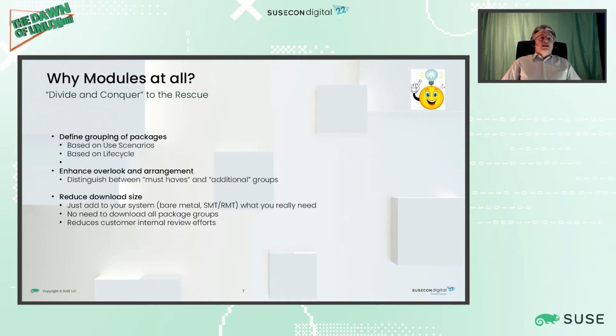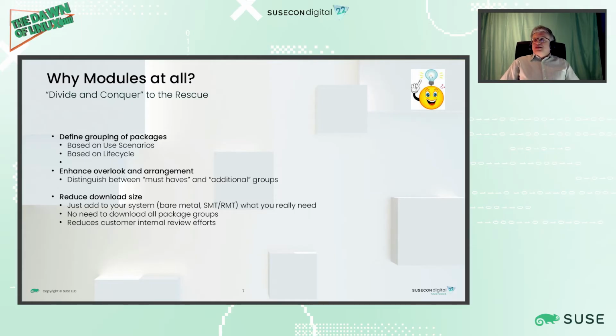We distinguish there between the must-haves and the additional groups. So you can have a group of packages that is a must-have that you definitely need if you want to run the system. Think about the usual tools like kernel, systemd, and other stuff. And there are additional groups that you may need only in specific use scenarios. If you, for example, want your image to be enabled inside of a public cloud. Not everybody needs that because there are also images in the public cloud from us. But if you need it, then it's nice to have it. And this would be an additional group.